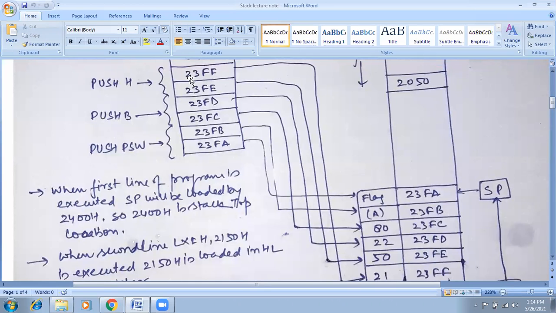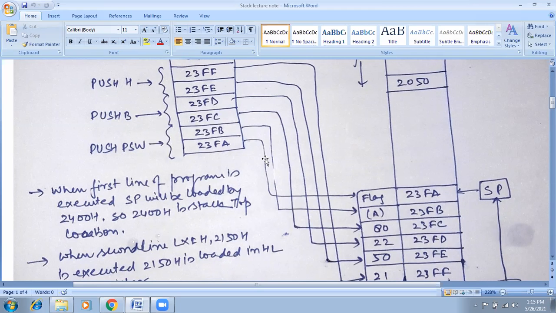And then the stack pointer is again decremented by 1 so that it becomes 23FE, and 23FE will be loaded by 50, which is the content of the lower order register. Similarly, when the PUSH B instruction is executed, the stack pointer will become 23FD, and the content of the B register is copied into 23FD, that is 22. And then again the stack pointer is decremented by 1 so that it becomes 23FC, and the content of the C register, that is 80, will be copied in 23FC.